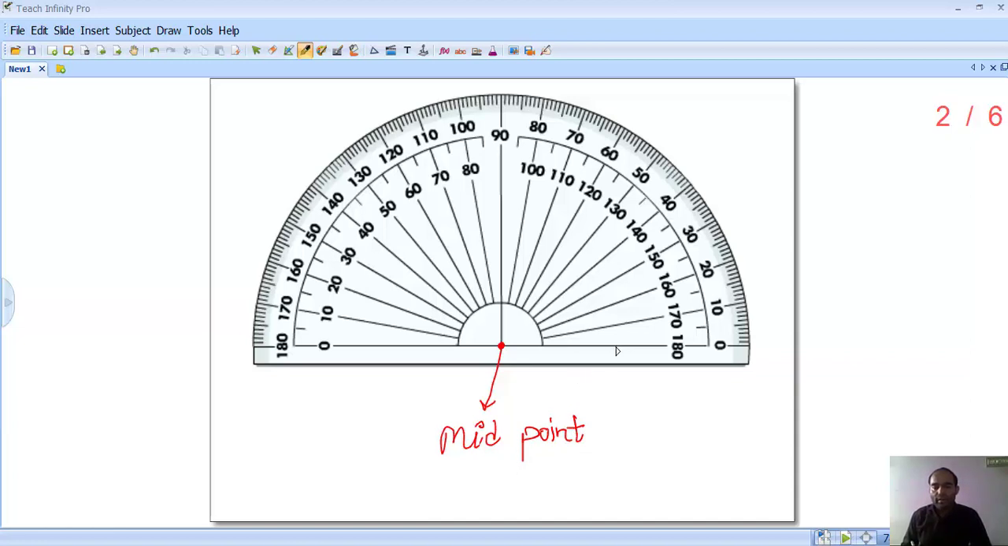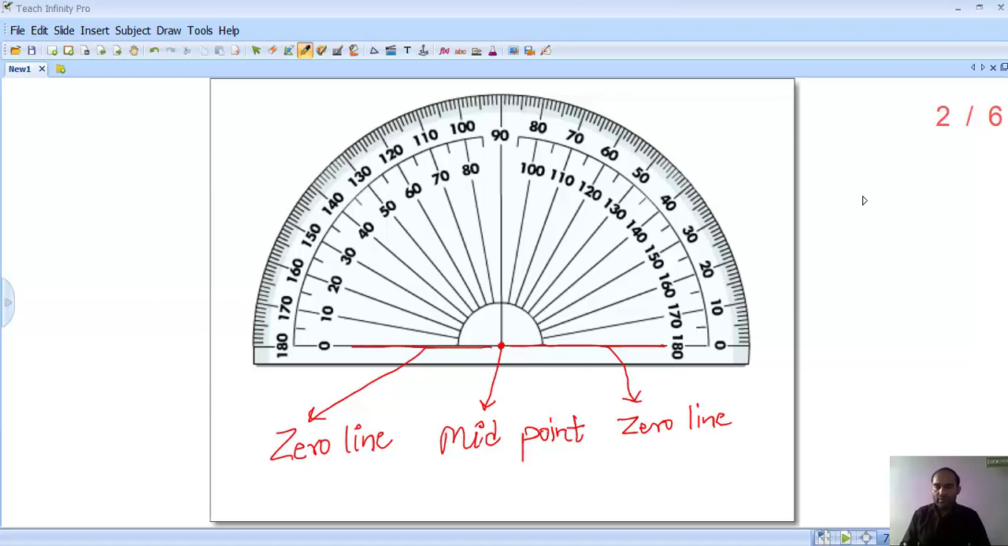Which one is the zero line? This is a zero line. This is a zero line, and this is also a zero line. Both are zero lines. We will use both these lines in different situations.